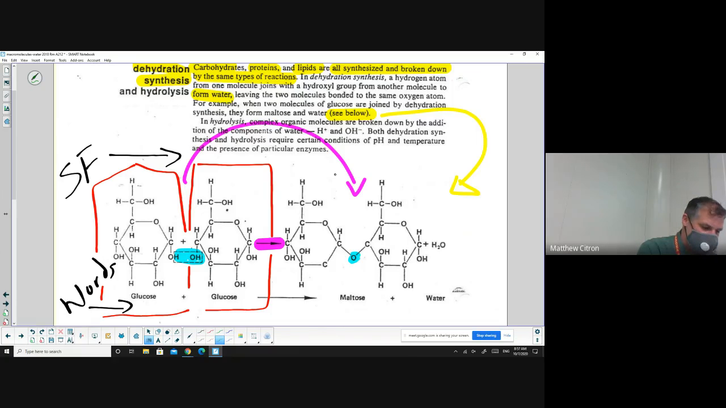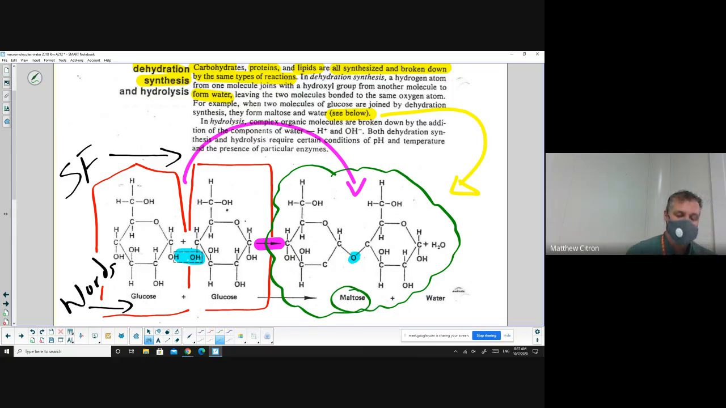If I do this, what I end up with is a maltose molecule and water. And that's super duper messy on the screen. But in terms of actually isolating what we're looking at, hopefully that helps a little bit.